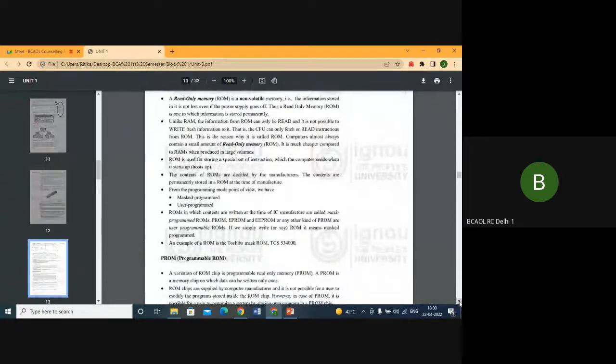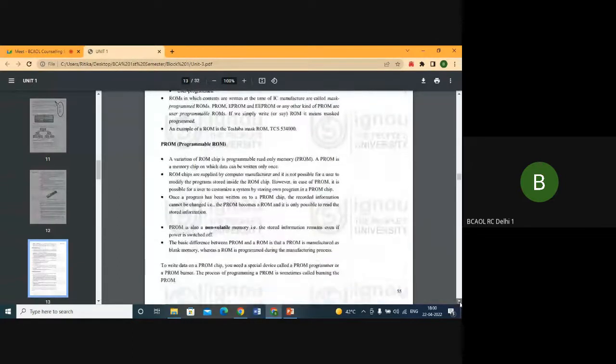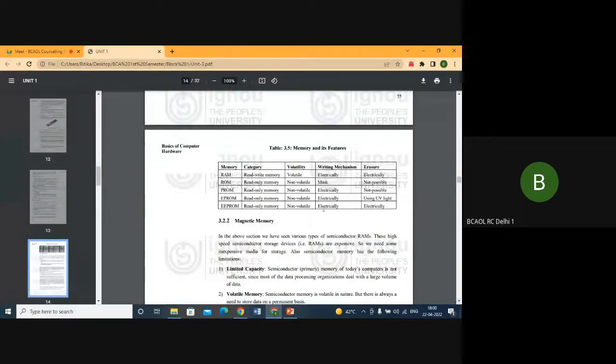Then ROM, read-only memory, and PROM. Here they have given that RAM is the read and write memory category. This is volatile. The mechanism of writing is electrical, and erasure is also electrical. ROM is read-only memory, not volatile. The writing mechanism is masking, through which they write into the ROM, and erasure is not possible in ROM.